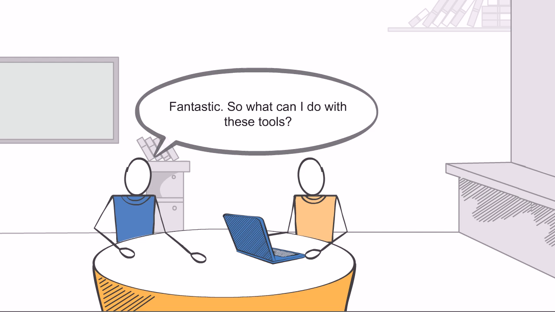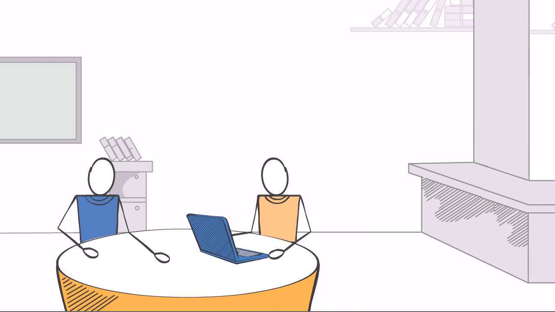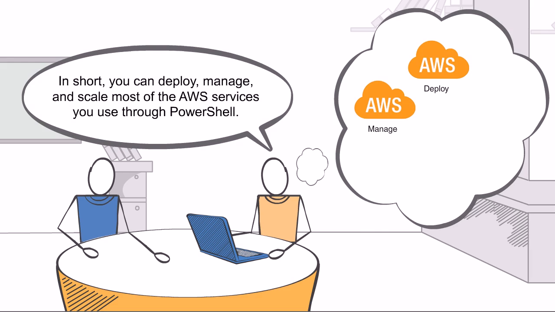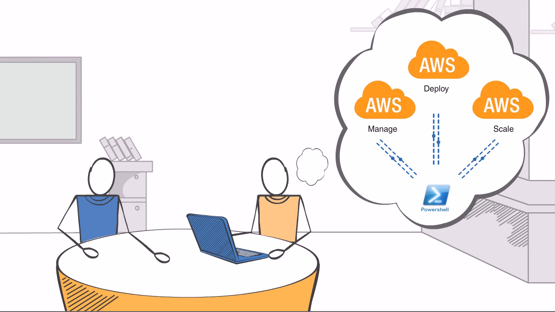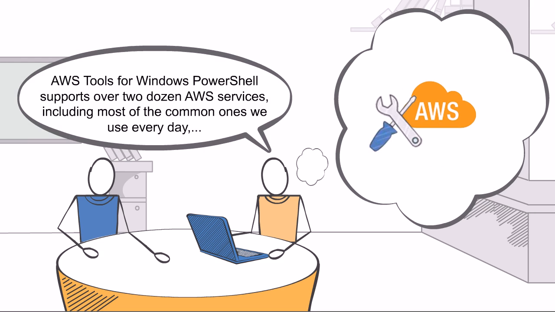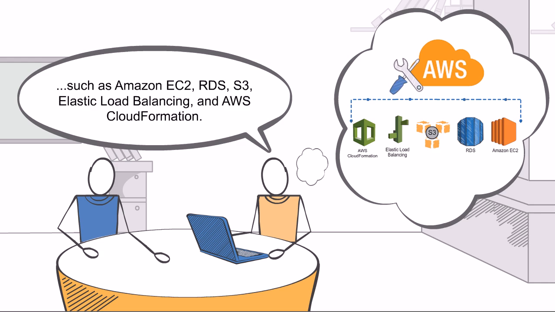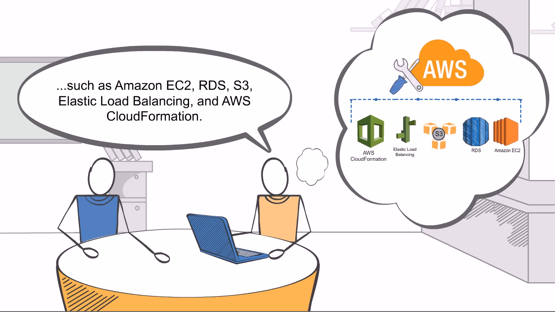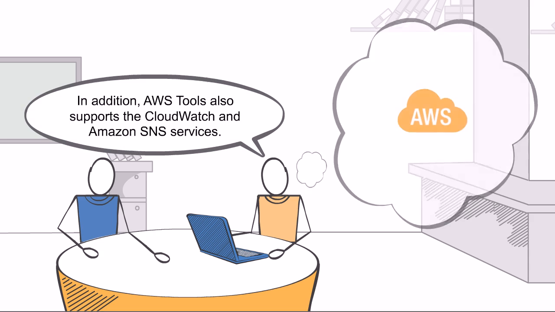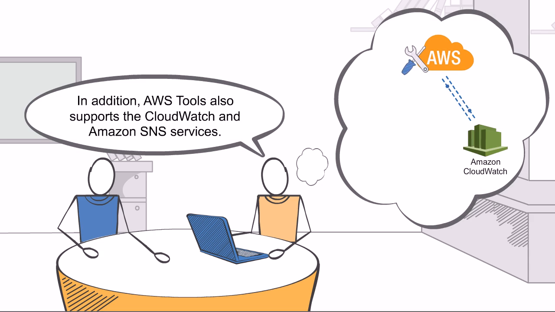Fantastic. So, what can I do with these tools? In short, you can deploy, manage, and scale most of the AWS services you use through PowerShell. AWS Tools for Windows PowerShell supports over 24 AWS services, including most of the common ones we use every day, such as Amazon EC2, RDS, S3, Elastic Load Balancing, and AWS CloudFormation. In addition, AWS Tools also supports the CloudWatch and Amazon SNS services.